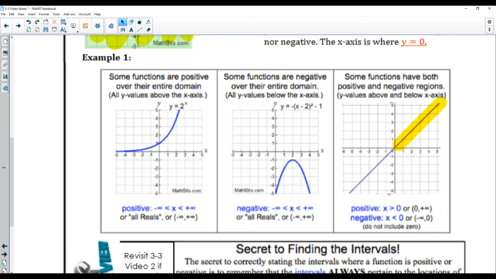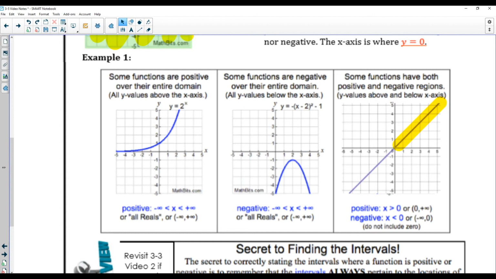Now, you are not going to include 0, not because the function will never equal 0, but because at 0, the output is neither positive nor negative. At 0, the output is 0. So you would say that it starts being positive at 0, and everything just past it, 0.001, is going to give you a positive output. But you're not going to include that 0.